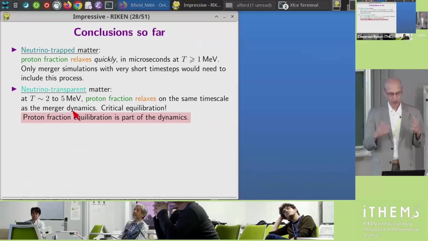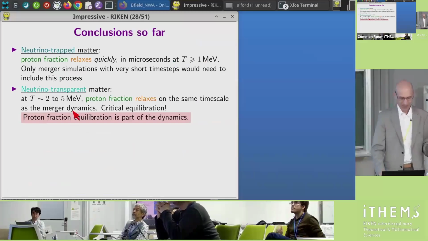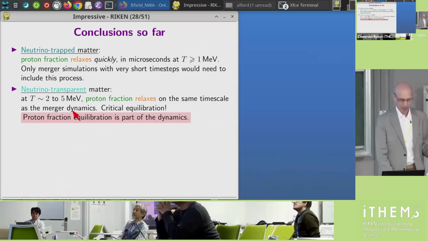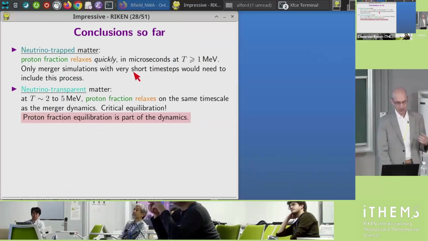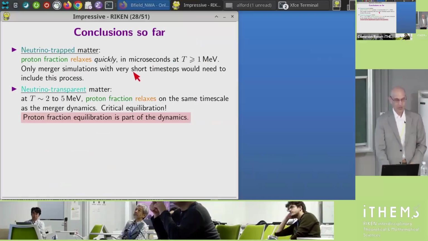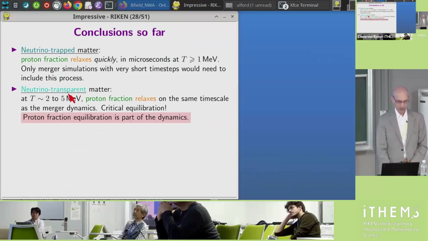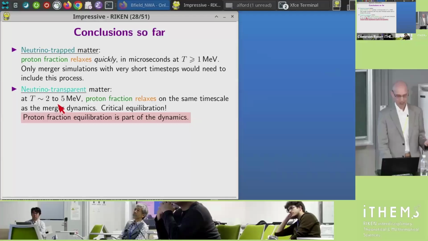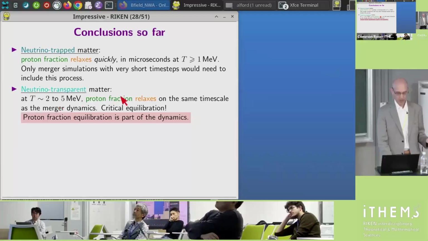We'll have a quick summary of where we're at. Okay. Neutrino trapped matter, the proton fraction relaxes very quickly, in microseconds. And this might matter if you were doing a merger simulation with a very short time step, and they actually do make sometimes very short time steps like this. But more obviously, neutrino transparent matter at these single MeV temperatures, the proton fraction is relaxing on the same time scale as the merger dynamics, namely that frequency of density oscillations. So the proton fraction equilibration is participating in the dynamics.